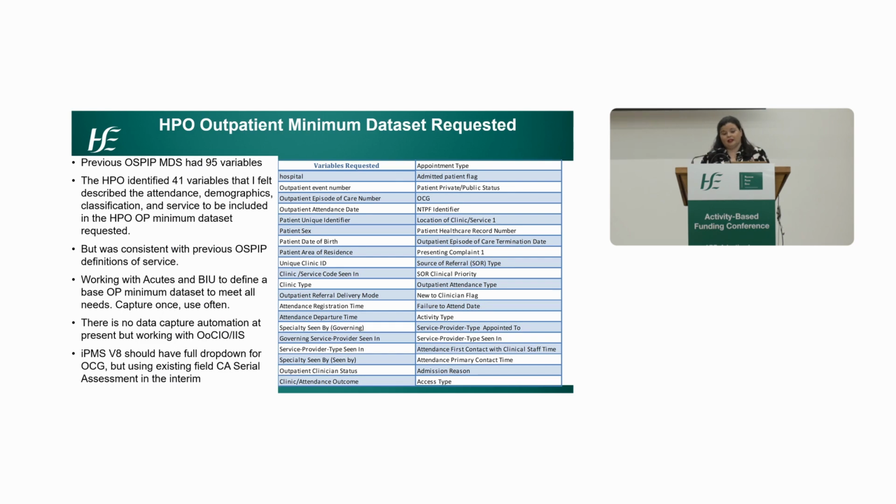Parallel to that, we're also looking at an outpatient minimum data set. This is to capture the activity side of the clinic. So we identified 41 variables from the previous OSPIP minimum data set. We just want to describe variables that describe the attendance, the demographics, the classification. We're working with BIU, we're working with acutes. We want to come up with a list that suits everybody. Collect once, use often. We don't want to be continually going to hospitals asking for information. There's currently no data capture present. We're working with IIS and the OCIO to actually get that information. And hopefully in version 8 of IPIMS, we'll actually be able to capture the OCG properly.